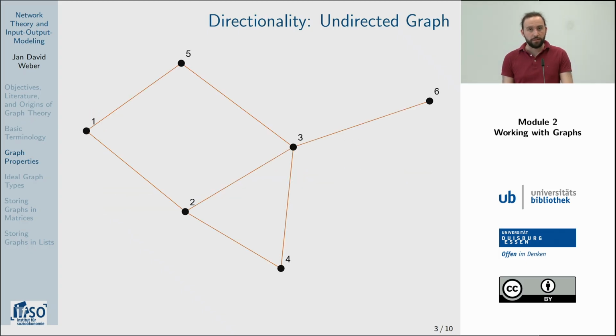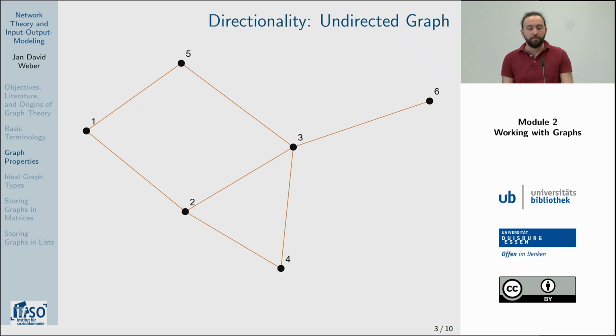And this is how it looks like. Here we have 6 nodes and we have 7 edges. So the node 1 is connected to the node 5 and 2 with the edges 1, 5 and 1, 2. So the connection goes both ways. It's, as I said, only a matter of fact if they are connected, not how. This is quite the abstract thing.